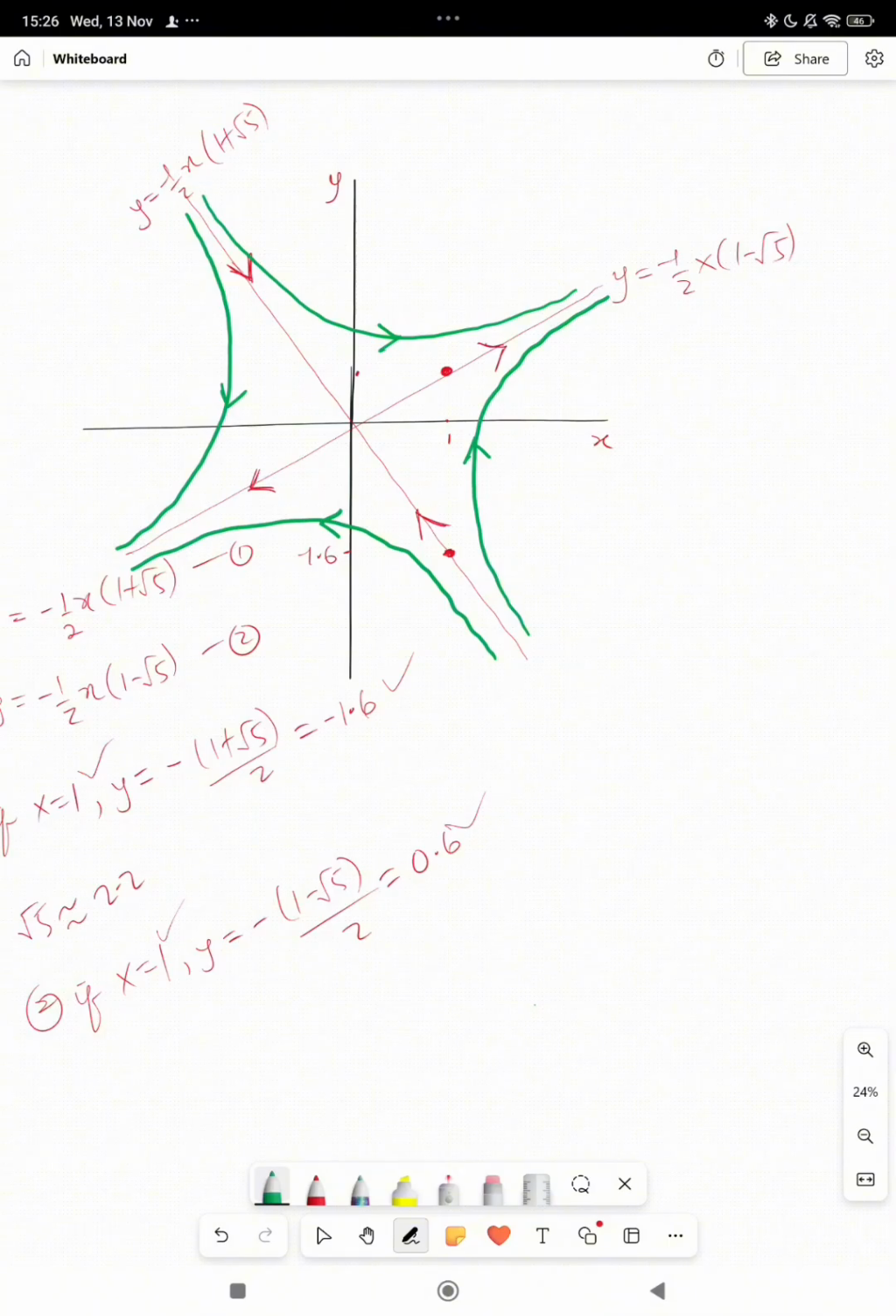We solved for the eigenvalues, we solved for the eigenvectors, we found our P matrix, we found our exponential matrix, and we also sketched our phase portrait. That's it for the first question. We're going to move on to the second question.